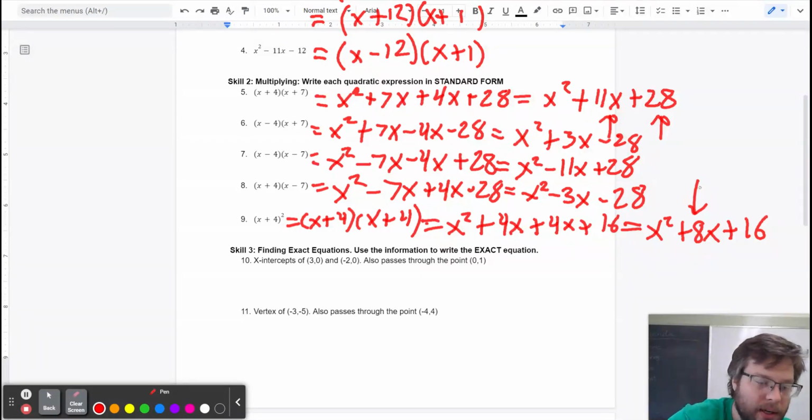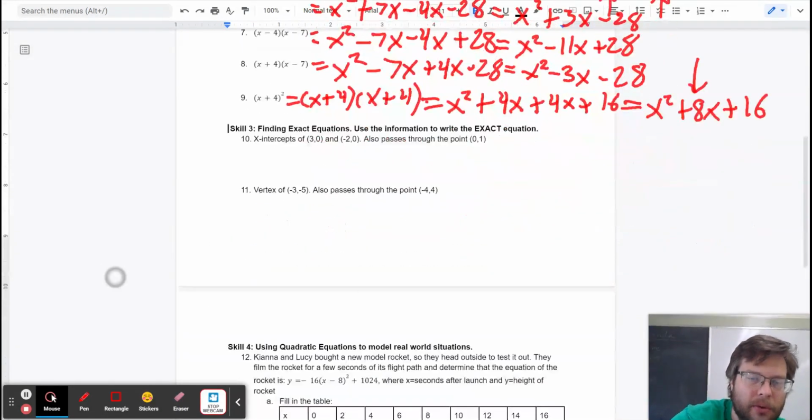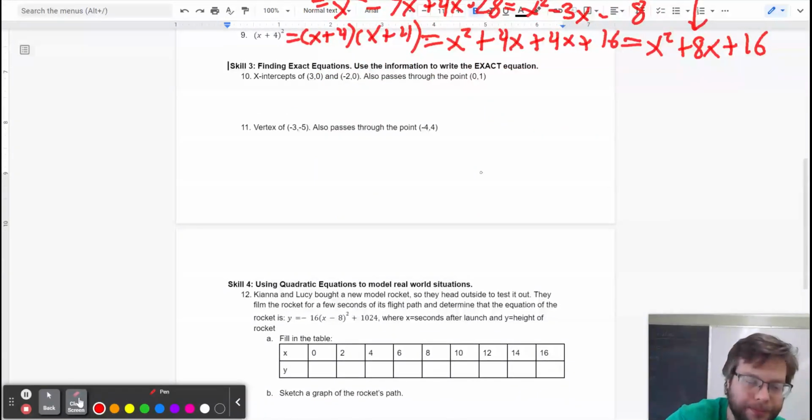Great. All right, finding exact equations. This is the third skill. This is like what you're doing on your project. Please make sure you keep working on this skill. Don't lose it. For problem 10, I told you that there's x-intercepts of 3, 0 and negative 2, 0.